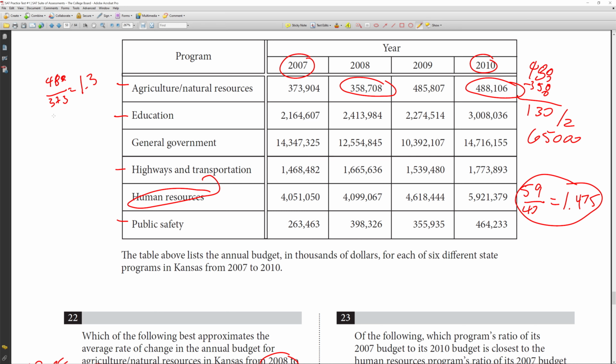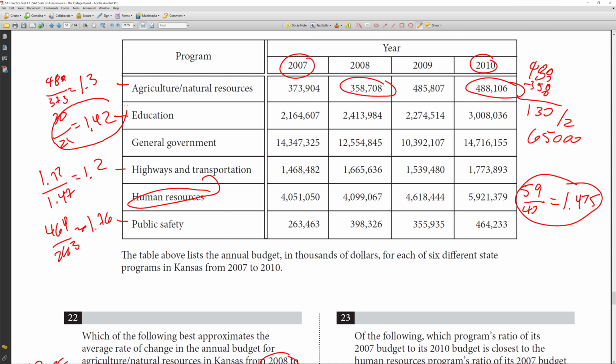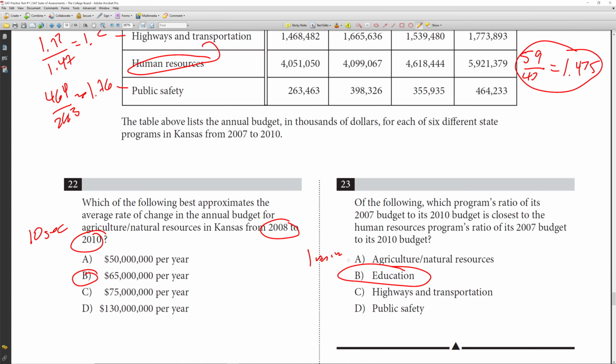For education, it's 30 over 21, which is 1.42. Highways is 1.77 over 1.47. 1.77 divided by 1.47 is 1.2. And public safety is 464 over 263. So 464 divided by 263 is 1.76. The closest one is education, B. So that's why this is about a 1-minute problem. You do have some calculations you need to do.